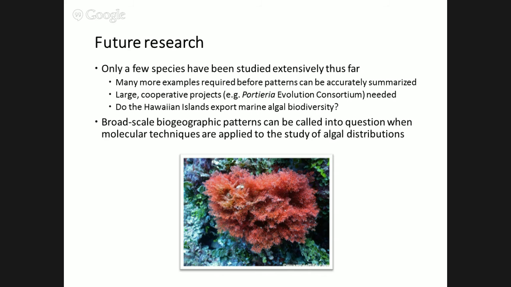How do we get there? I think we need large cooperative projects, and the Portieria Evolution Consortium is a great model for how this could be done. It'd be lovely to be able to answer questions like, do the Hawaiian Islands export marine algal biodiversity? We don't know at this point. So broad-scale biogeographic patterns can be called into question when molecular techniques are applied to the study of algal distributions. It pulls it back from an examination of phylogeography and indicates the level of cryptic species variation that we need to look into in more detail.